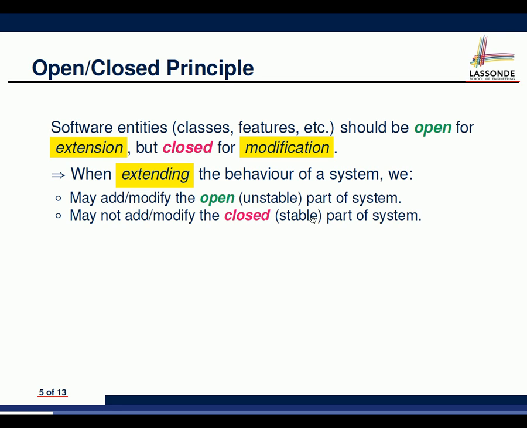Yeah. So basically, when I say stable or unstable over here, unstable simply means you might make changes to that part for the extension. On the other hand, when I say stable, that simply means if you want to introduce any extension to your system, that's not a part to touch. That part should remain unchanged.